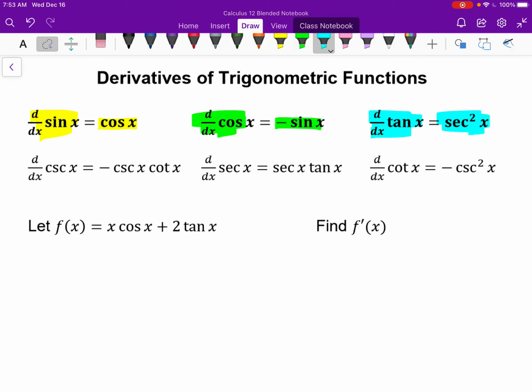So the derivatives of the reciprocal functions are less important. I don't expect you to memorize those, but we should memorize the derivatives of the 3 primary trigonometric functions. Clearly they're important functions. We should know their derivatives.